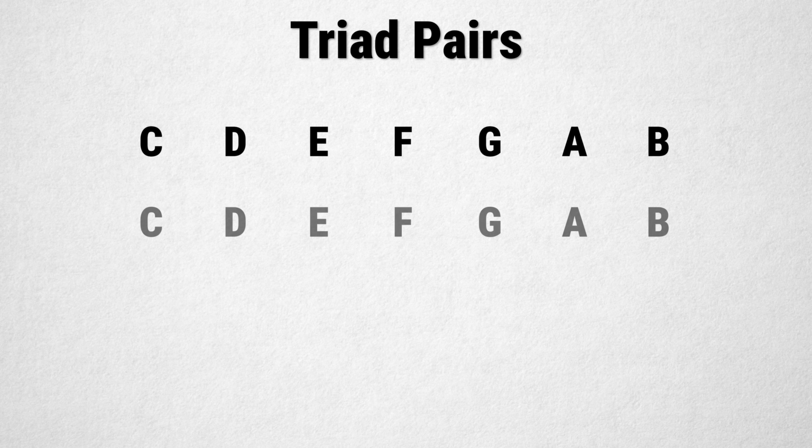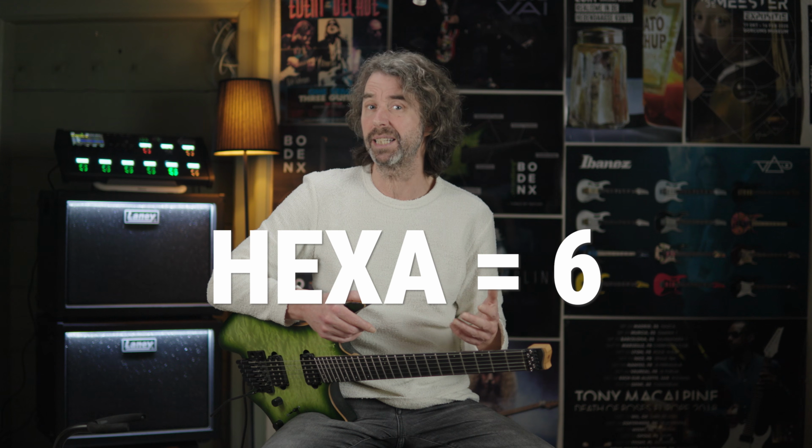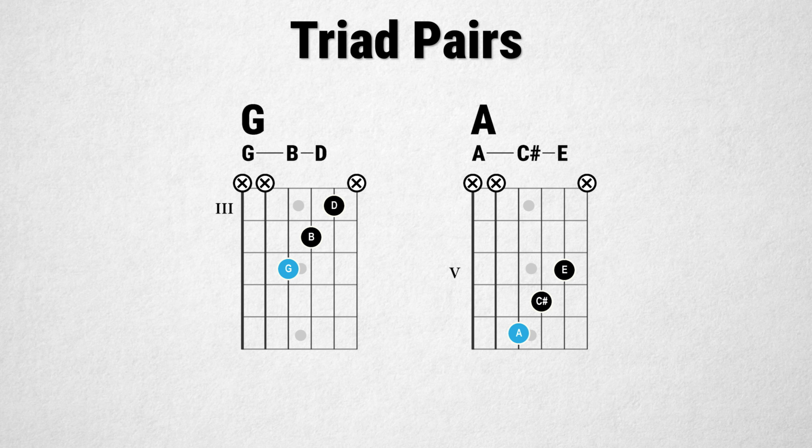Now, a triad pair is just what it says. It is a pair of two triads. Now, most of the time, triad pairs do not share any notes. So when we play triad pairs, we play 6 different notes, which is a hexatonic concept. Hexa means 6. Now, a good example of a triad pair is, for instance, the G major and A major chord. These triads have no common notes.